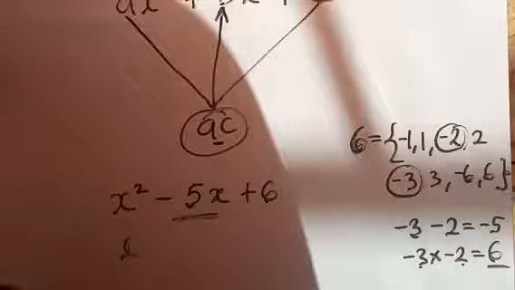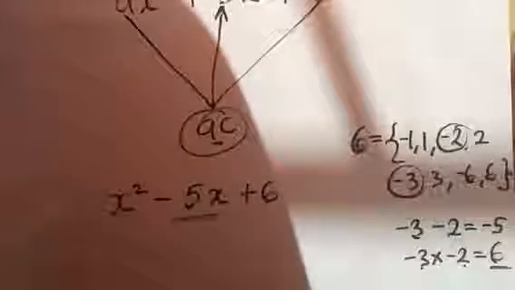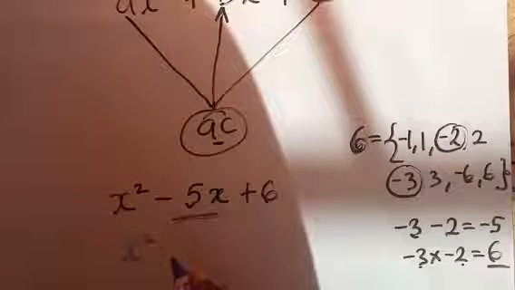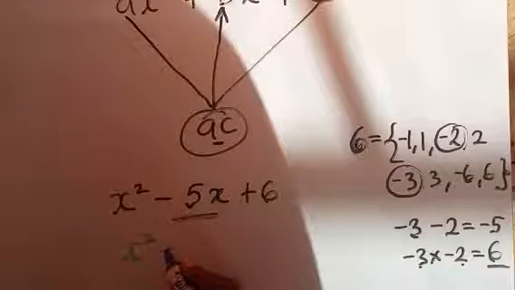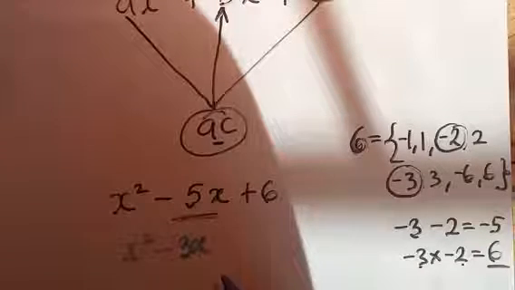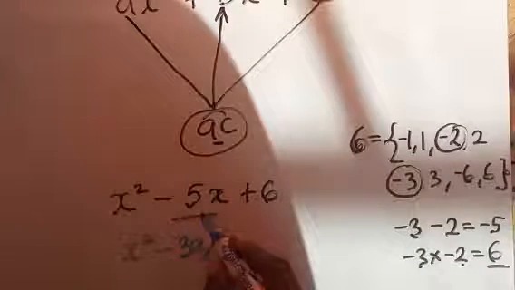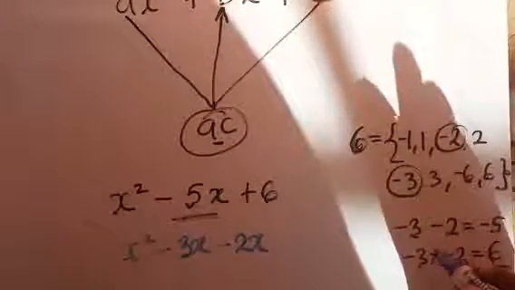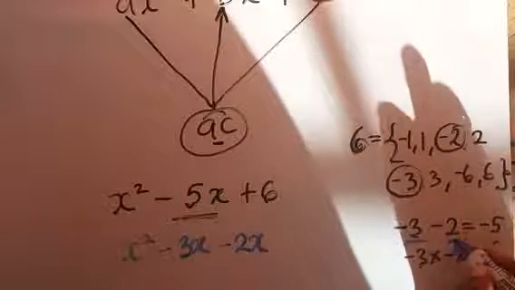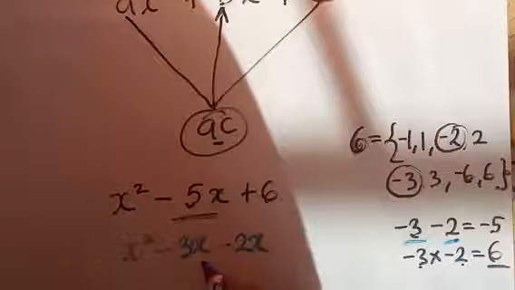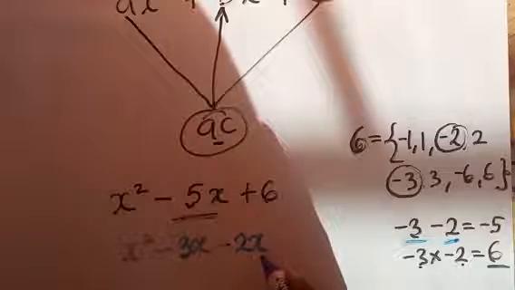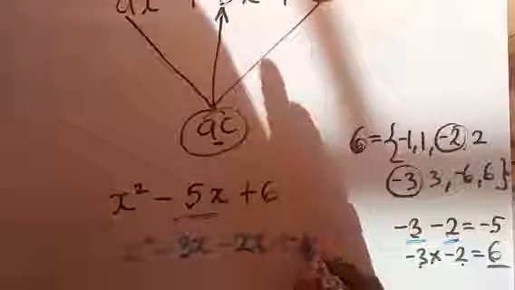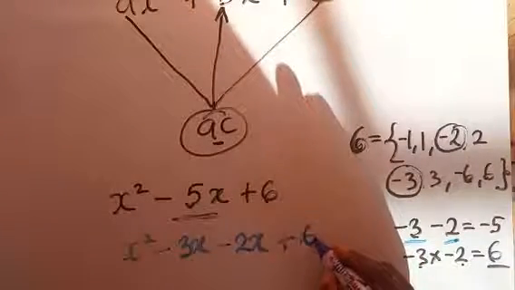Okay, so what we have now is we're going to write it in a way to be able to be grouped. So this is x squared. Let me use the blue ink. We have x squared, then minus, let's say, 3x. The negative 3 and negative 2 from here must be arranged in such a manner that when you add, you will get the 5x. So plus 6. So this is what we have. Good.